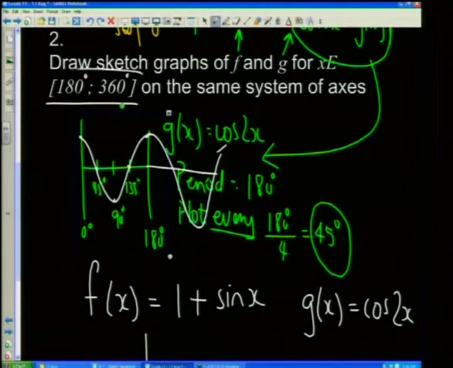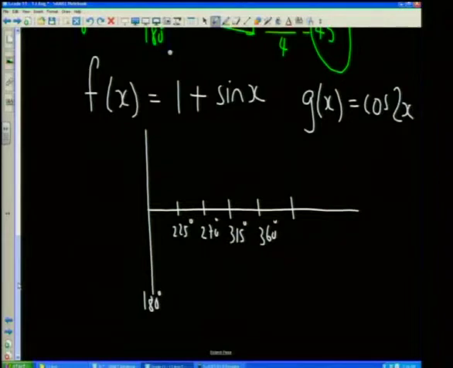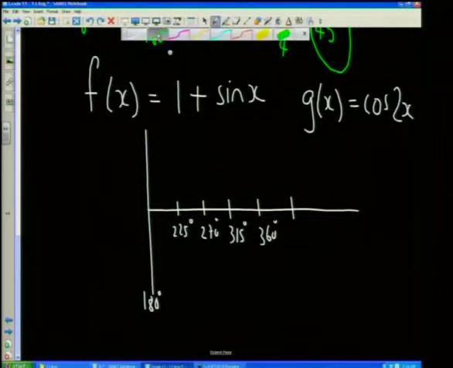But now we're dealing with a domain between 180 and 360, which means I'm only going to show that portion of the graph. I'm not going to show that portion. So I'm going to start at 180, and I'm going to go 45 degrees in order to get that graph. And I'm going to do the same thing for the 1 plus sine x. So let's do the cos graph first. So we'll do the cos in green.